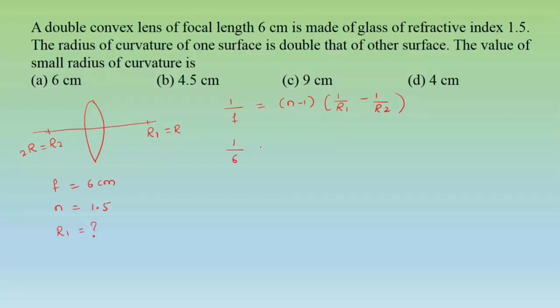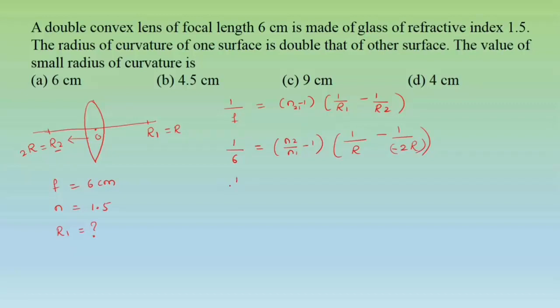Substitute the values. Focal length is 6 cm. Then refractive index of glass is 1.5. So we can write n2 divided by n1 minus 1, into 1 divided by R1, that is R, minus 1 divided by R2. So R2 is 2R. Here this R2 is opposite to the direction of the incident ray, so let us take it as minus 2R.